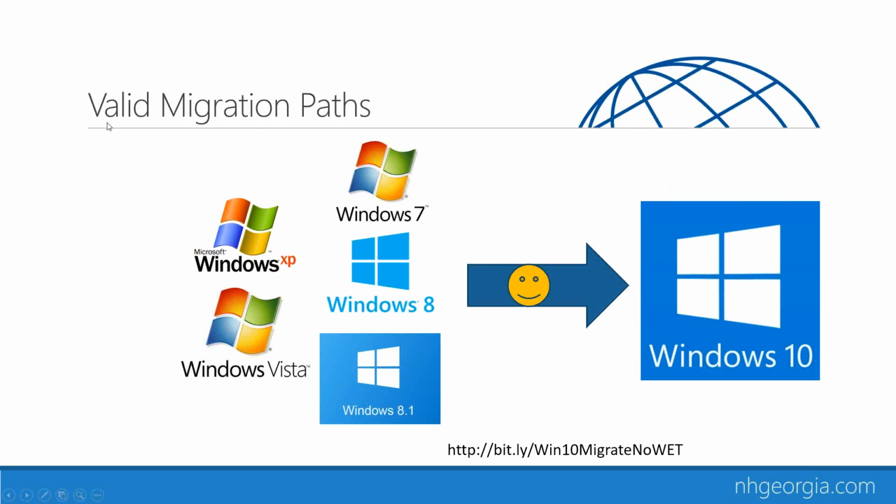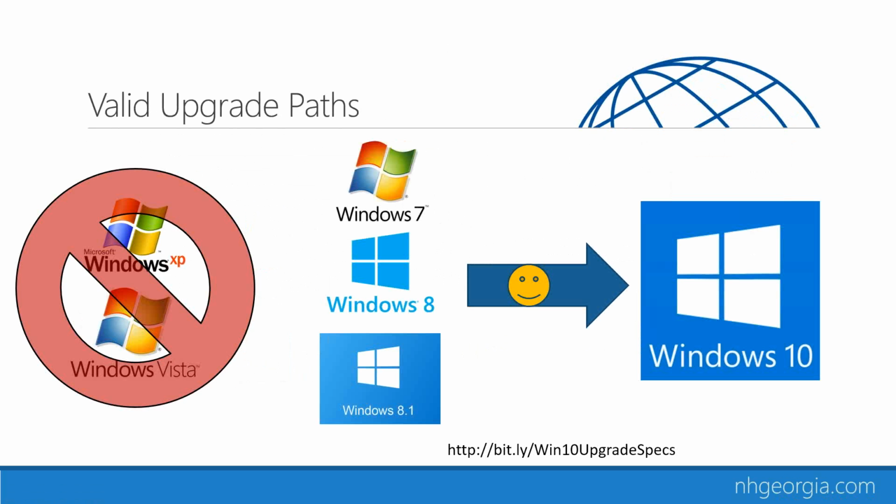Now, you guys will notice I added some little bit.ly addresses in here. There is a bit.ly Win 10 upgrade specs at the bottom of that. I know it's not very short, so you guys can blame me for being a little wordy with my custom bit.lys. But that is a link to the actual upgrade specs from Microsoft on what it takes to actually do a Windows 10 upgrade. And they mention there, valid OSs for upgrade.